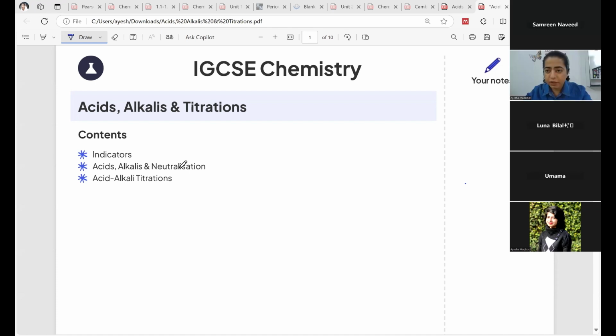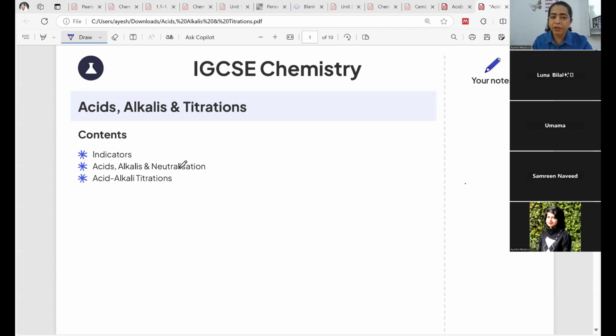Miss, may I? Yes, Luna. Miss, we learned about indicators. We learned that it is used to identify whether the substance is either an acid or an alkaline. Right, that's one of the things that we studied about it, the indication of acid and alkali, right?